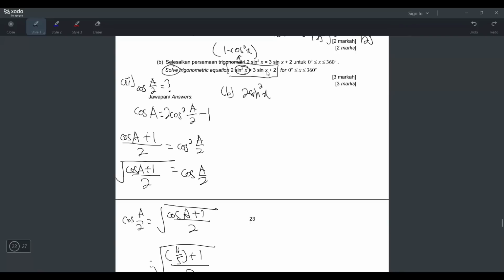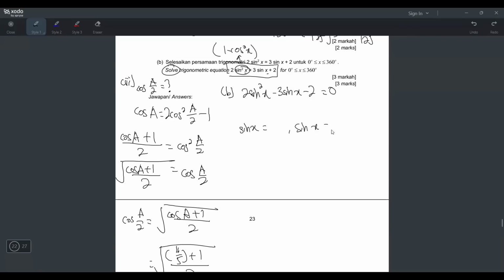So you don't have to change already. All you need to do is arrange it in general form, plus 3 becomes minus 3, so plus 3 minus 3 equals 0, and then factorize this, right? But when you factorize, you will not get the answer for x. You will get the answer for sine x, right? Because this is a quadratic, and if you look here, this is sine x.